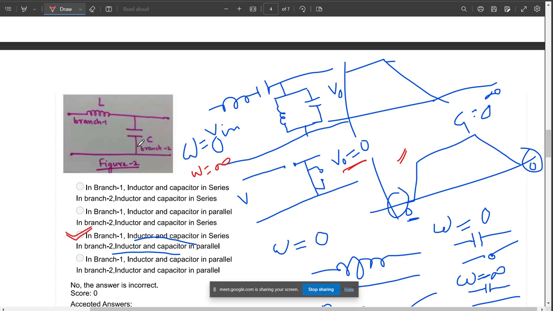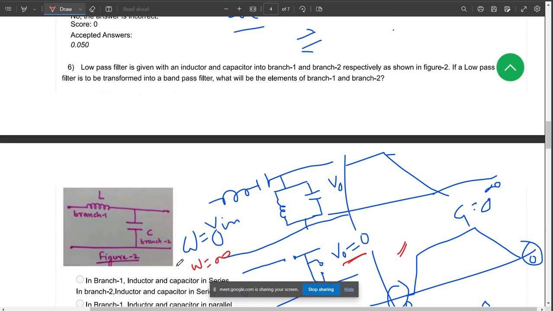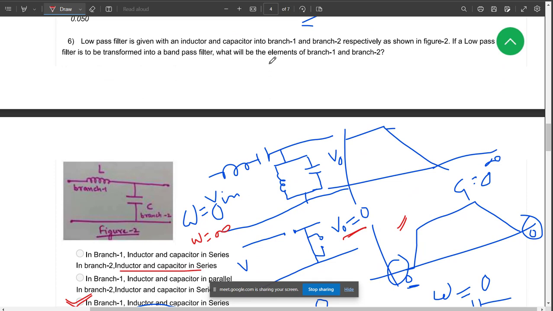But see, in series, another is the inductor and capacitor in series, so like this, right? Yes, ma'am. But ma'am, input is not going to the output side because of that branch one. And branch 2 is also open. When both are infinite, branch 1 is open. Yes, you are right.